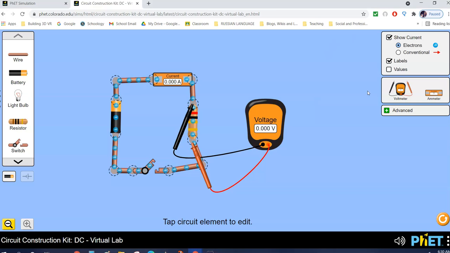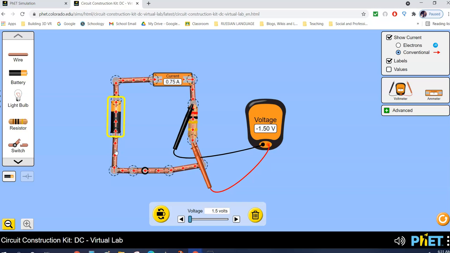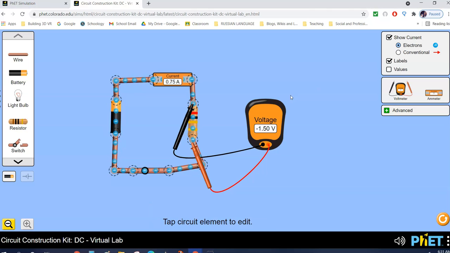I might show current in terms of conventional current, firstly closing the circuit, and it will show you that conventional current goes from the positive terminal of the battery through the circuit to the negative terminal. If I turn on electron flow, you'll see that the electrons actually flow through the circuit from the negative terminal of the battery to the positive terminal.